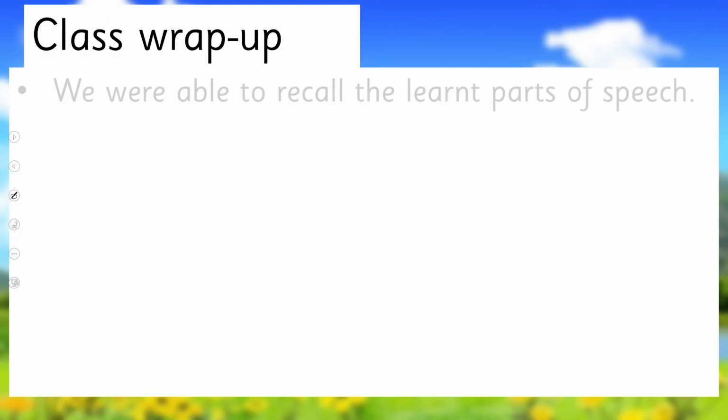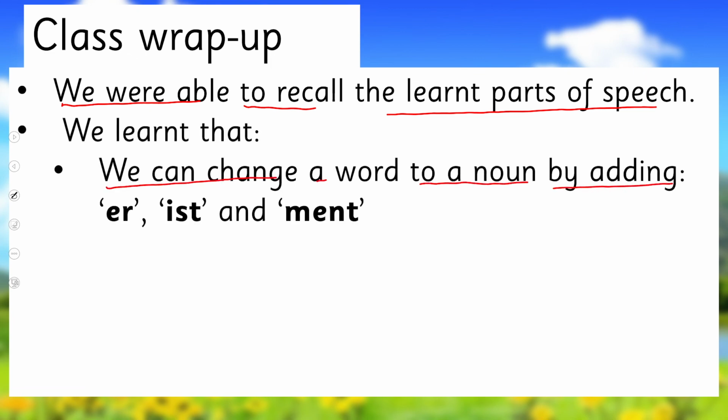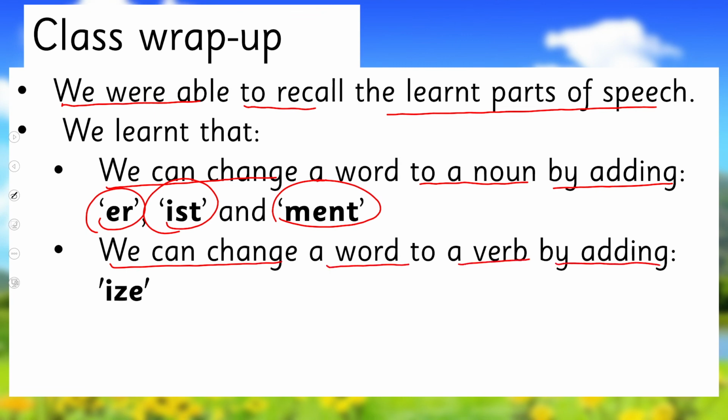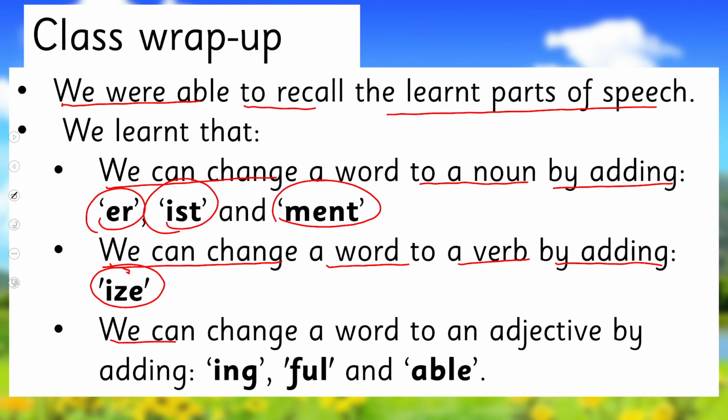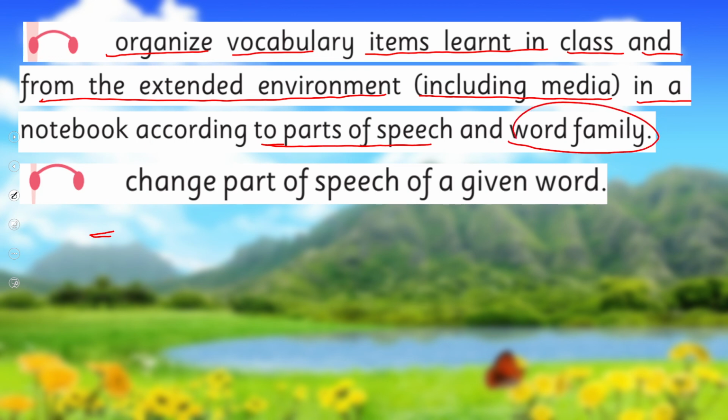All right. So in this way, what we have learned, we were able to recall the learned parts of speech, and we learned that we can change a word to a noun by adding er, ist and ment. We can change a word to a verb by adding ize, and we can change a word to an adjective by adding ing, ful, and able. So in this way, we achieved our SLO to organize vocabulary items learned in class and from the extended environments, including media, in a notebook according to parts of speech and word family. And we changed part of speech of given word. Right? Are we done with it?